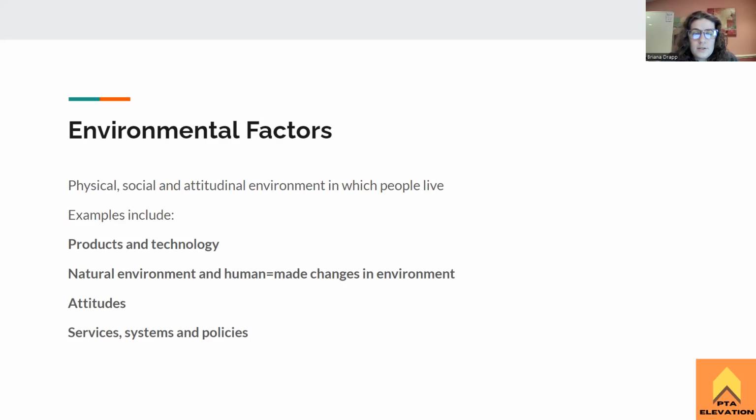Natural environment and human-made changes in the environment. That should be a slash, not an equal sign. And so the natural environment would be like, I have to walk over some uneven surface to get somewhere. Or maybe it's changes in the environment that they've added a set of stairs or something like that.